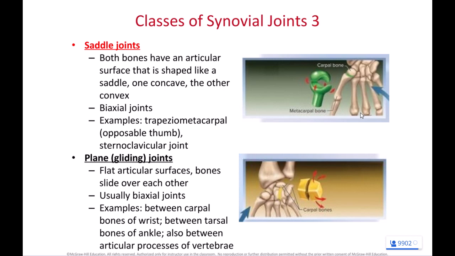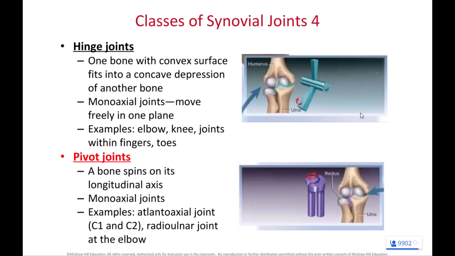Another classic example of a plane joint is going to be a vertebrae to vertebrae interface. So if we think of our vertebral column, between one vertebrae and another vertebrae, we're going to have a plane joint. And then the last two of our synovial joints are the hinge and the pivot joints.